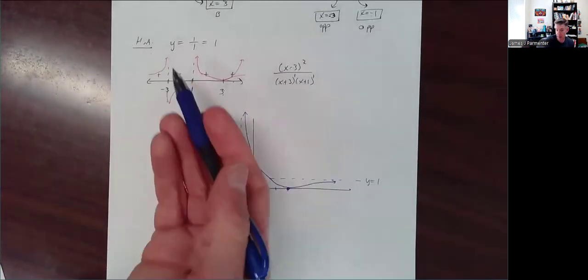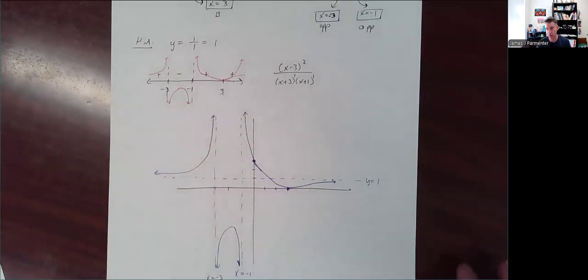Notice how it does look a lot like my sign chart. Okay, so that is graphing rational functions. I'll make another little video to talk about how even and odd functions work, but they're pretty straightforward once you know how to do it.